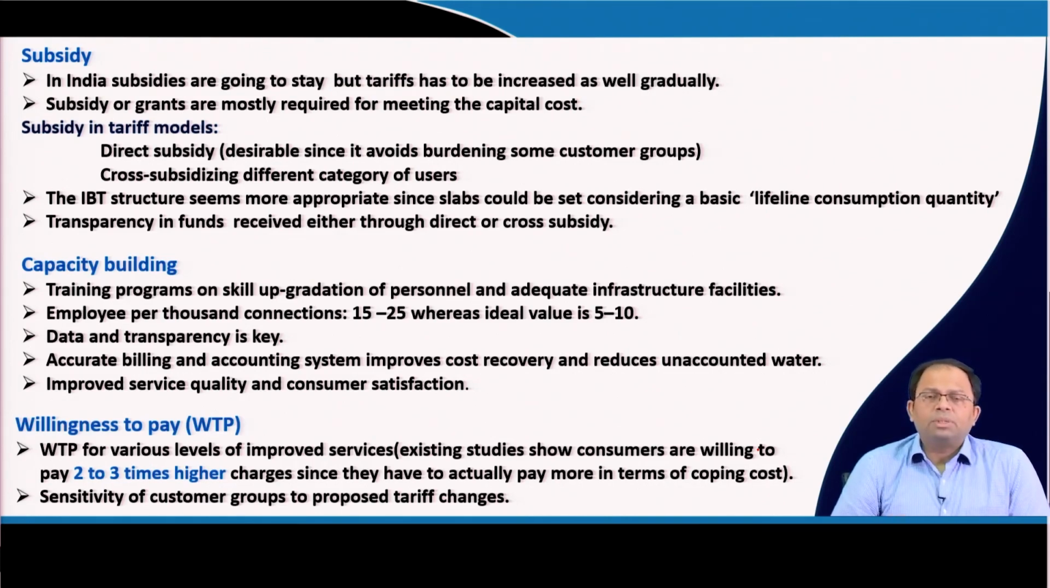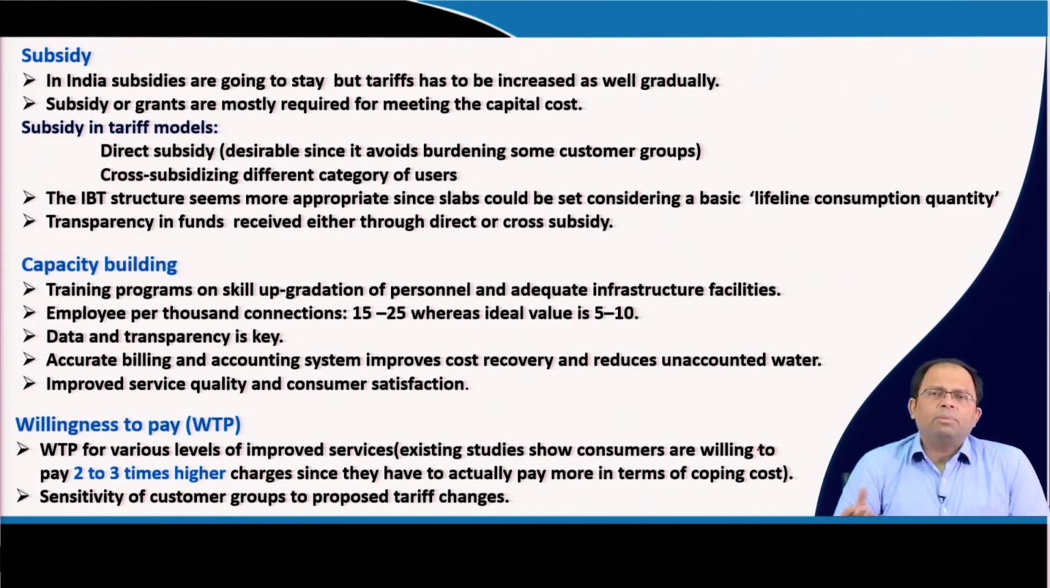And subsidy and grants is mostly used for capital cost that we discussed earlier. And there are two models of subsidy that could be provided. One is a direct subsidy and the other is cross subsidy. So what is direct subsidy? This is where certain desirable customer groups are directly given some amount of money, whereas other customers are not given that amount of subsidy.